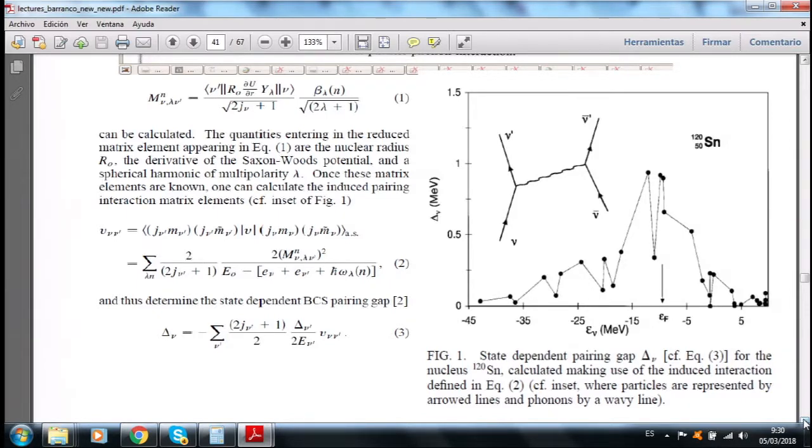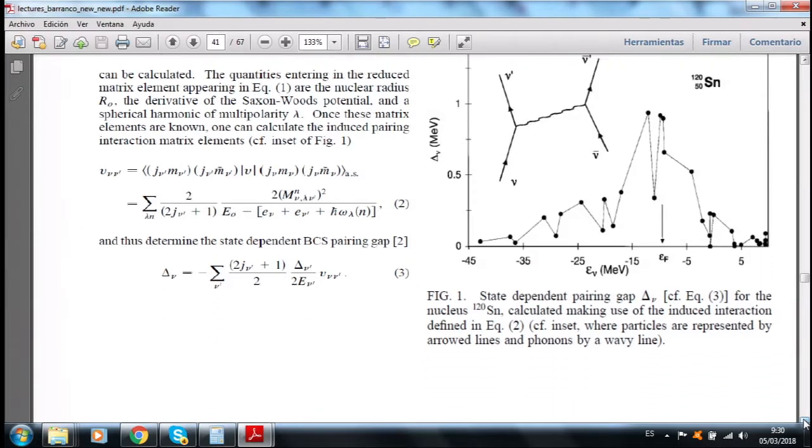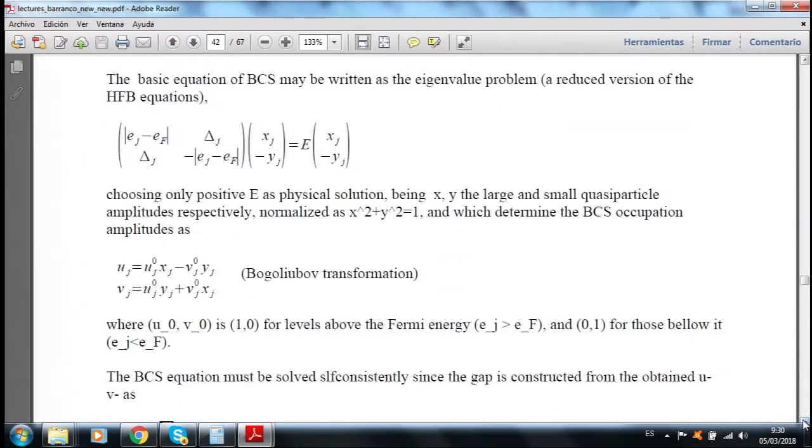But this was interesting, of course, one cannot forget that the nucleon-nucleon interaction is there. So in principle, one has to proceed to the inclusion of both in the pairing gap. One should take the nucleon-nucleon interaction plus the interaction due to the phonon exchange between nucleons. This, by the way, is usually called induced interaction, induced pairing interaction.